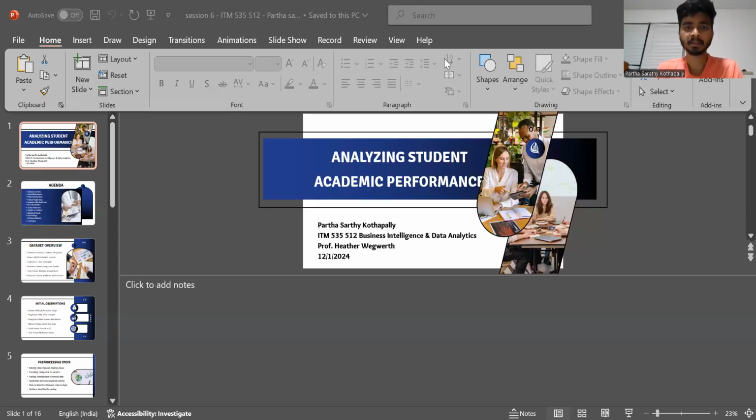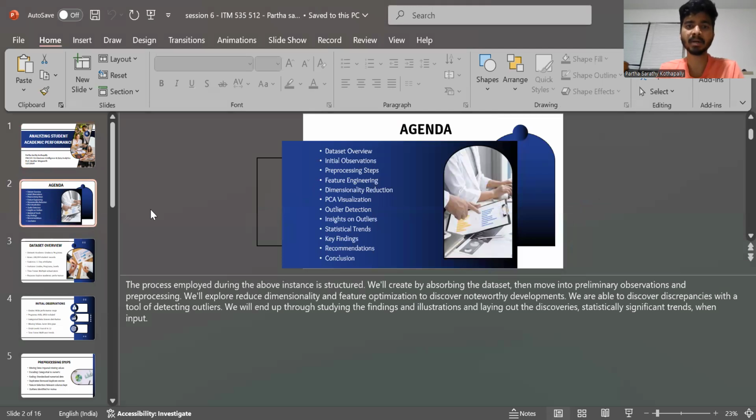It's Partha Session, and today we are going to discuss analyzing student academic performance using data analytics techniques. So in this PPT presentation, I'm going to discuss the dataset overview, initial observations, pre-processing steps, feature engineering, dimensionality reduction, PCA visualizations, outlier detection, insights of outliers, statistical trends, key findings and recommendations, and conclusion as well.